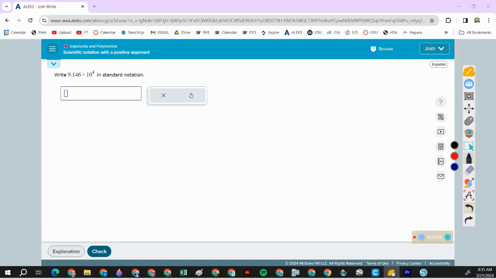All right, write this in standard notation. So we're just going to move this decimal 1, 2, 3, 4. So 9.1460.